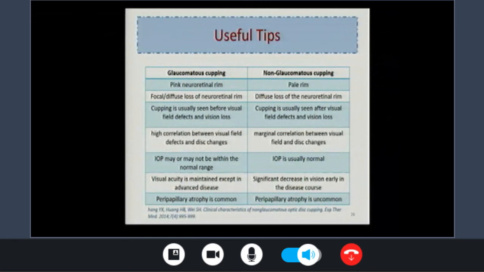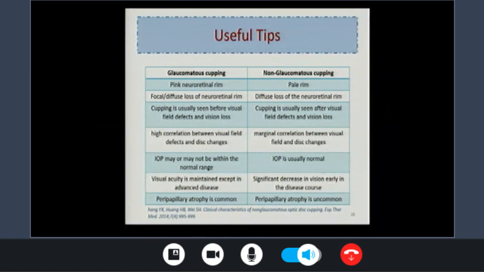Cupping is usually seen before visual field defects and before vision loss in glaucomatous cupping, and it correlates to the cup-disc ratio. While in non-glaucomatous cupping, cupping is usually seen after visual field defect and vision loss, and it only marginally correlates with the visual field defect and disc changes. IOP in glaucoma might be high, such as in our patient, or it might be normal, as in normal tension glaucoma. In non-glaucomatous cupping, it is usually normal.